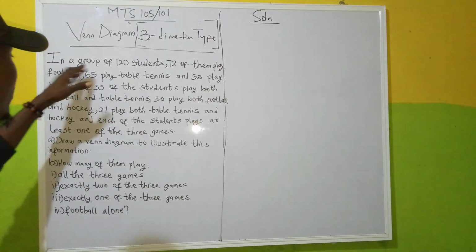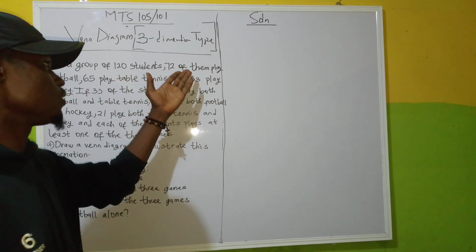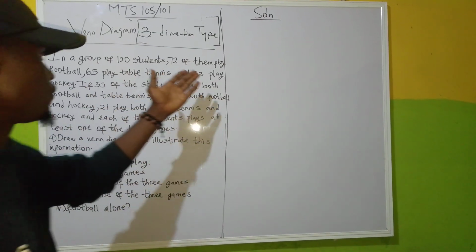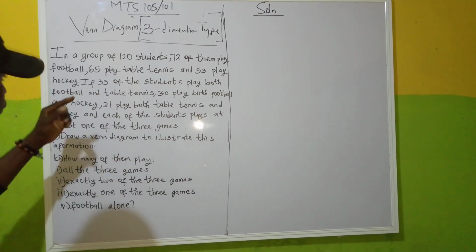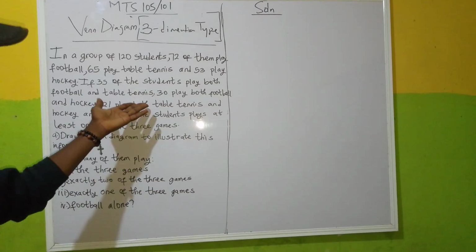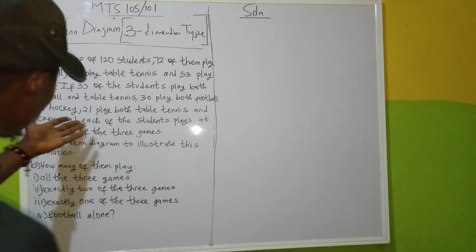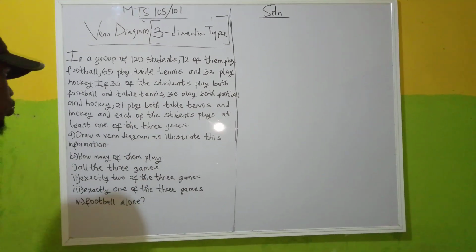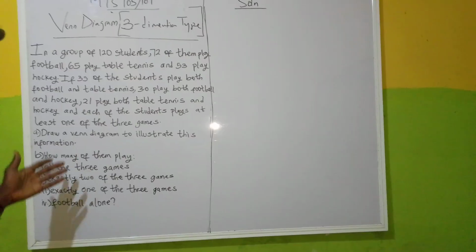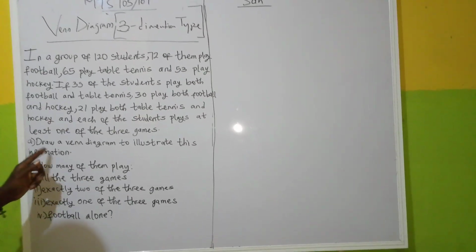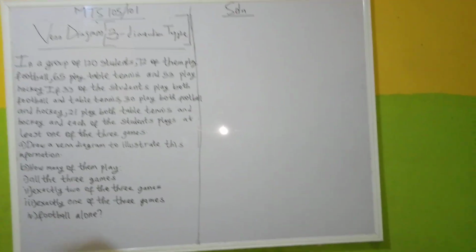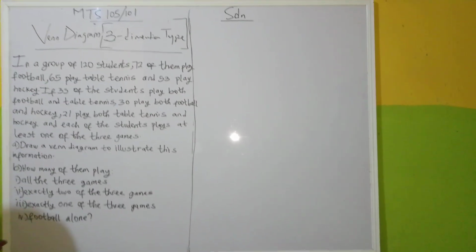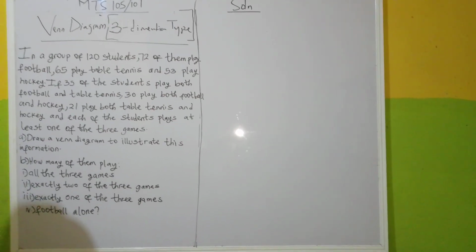Alright, so in a group of 120 students, 72 of them play football, 65 play table tennis, and 53 play hockey. If 35 of the students play both football and table tennis, 30 play both football and hockey, 21 play both table tennis and hockey, and each of the students plays at least one of the three games. A. Draw a Venn diagram to illustrate this information. B. How many of them play all three games, exactly two of the three games, exactly one of the three games.